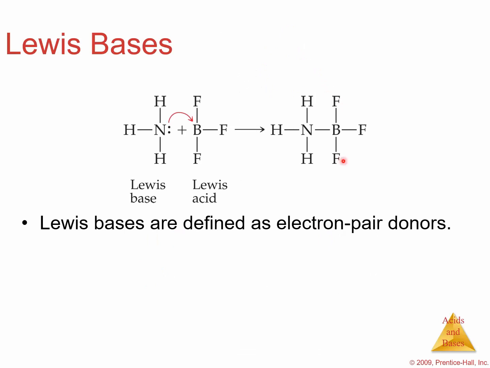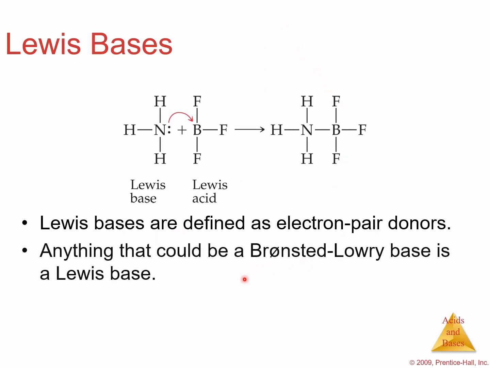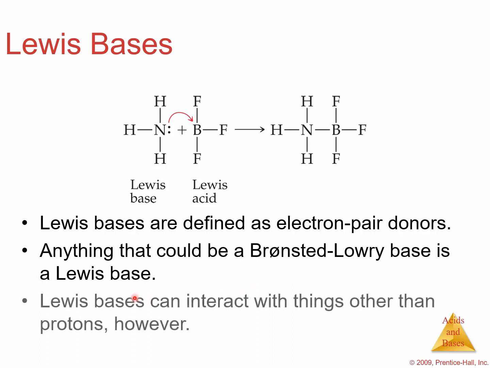Now, Lewis bases are defined as electron pair donors, as we said before. Anything that could be a Brønsted-Lowry base is a Lewis base, and Lewis bases can interact with things other than protons, however. And this is the advantage of the Lewis definition of acid and base, that it allows us to treat a wider variety of reactions, including those that do not involve proton transfer as acid-base reactions.